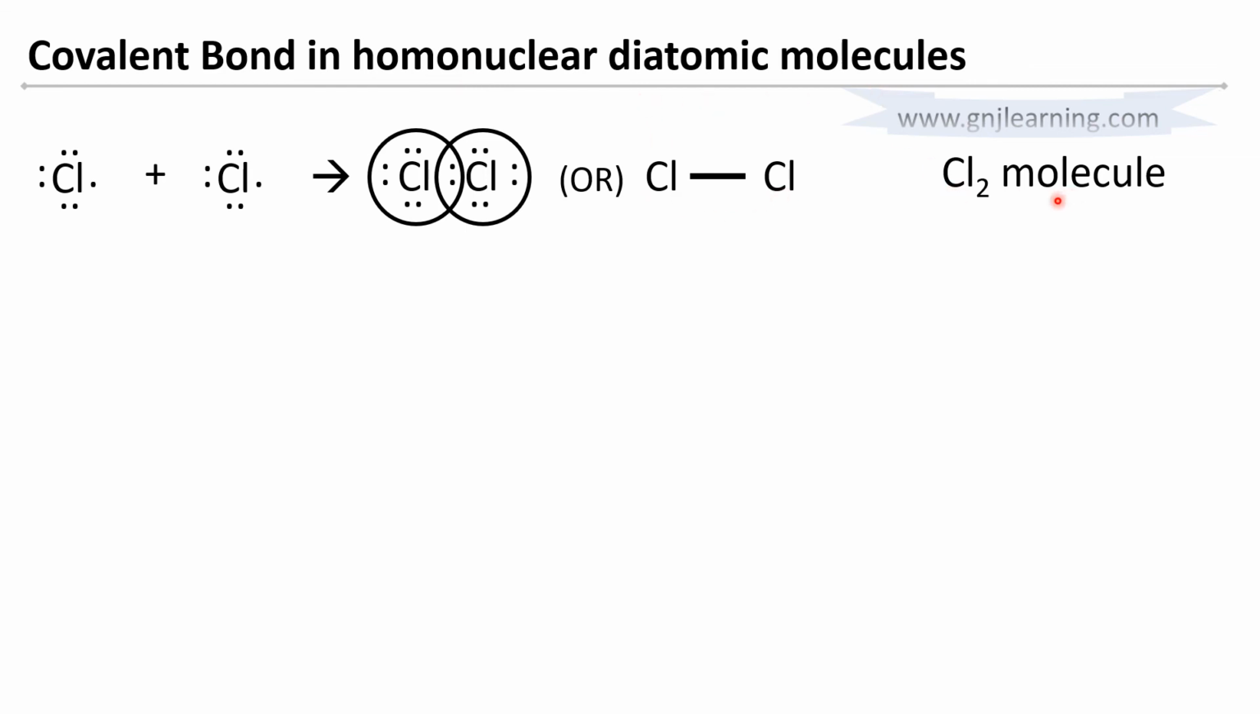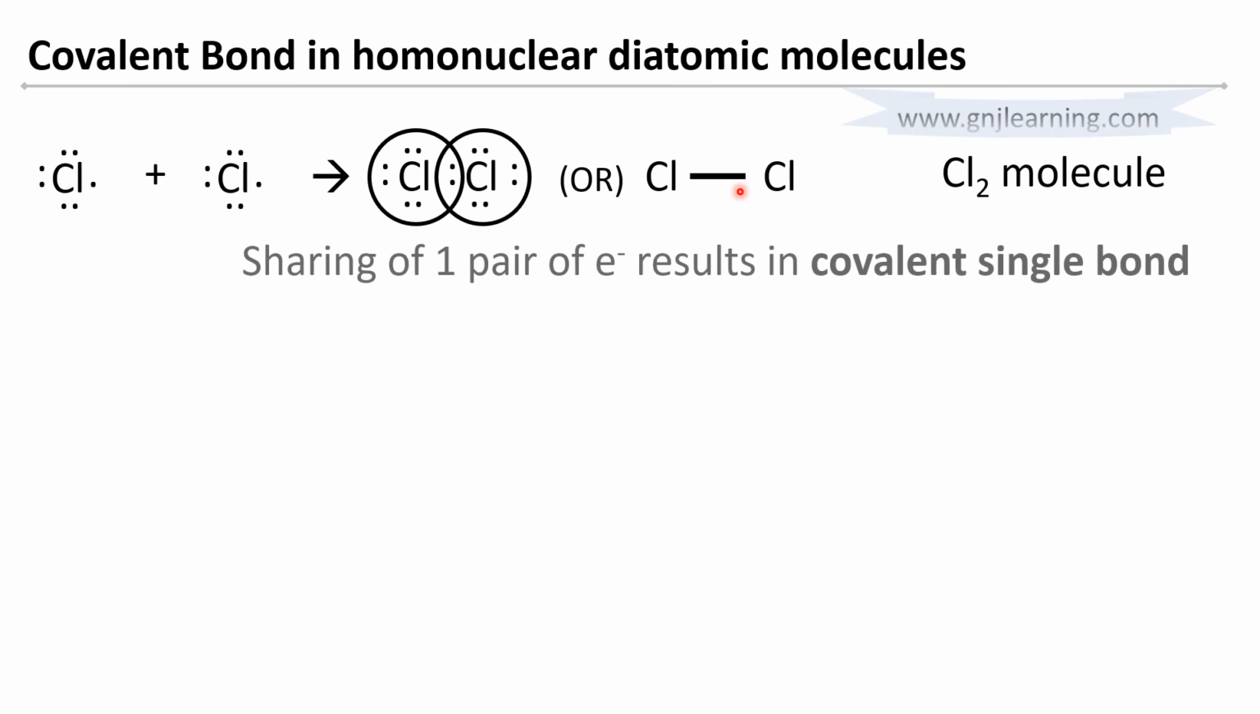A chlorine molecule. Okay, how is it formed? This we have already seen. Two chlorine atoms will share a pair of electrons between them to form Cl-Cl, one bond. This one bond is called a single bond. So sharing of one pair of electrons results in a covalent single bond. Clear? Now let us look into the example of oxygen.